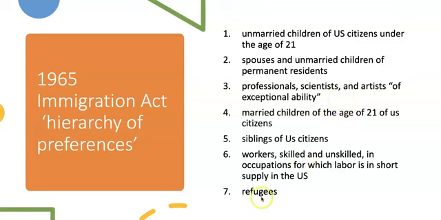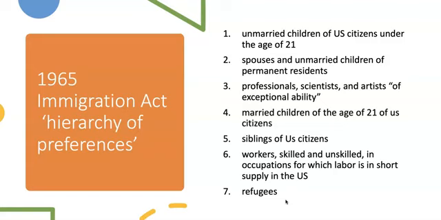But number seven is refugees. And we talked about that already in the case of the Indo-Chinese, right? But they're at the very bottom, okay? When they passed this in 1965, little did they know that 10 years later, 1975, you're going to see this deluge of refugees coming from Southeast Asia, right, as we already discussed. Okay, so this is the 1965 hierarchy of preference, so to say.